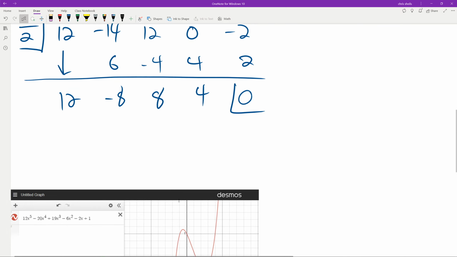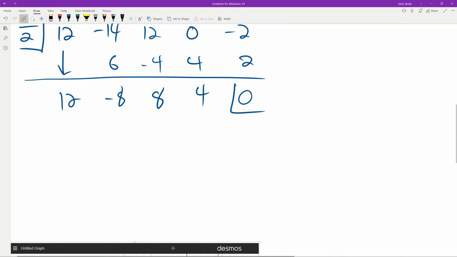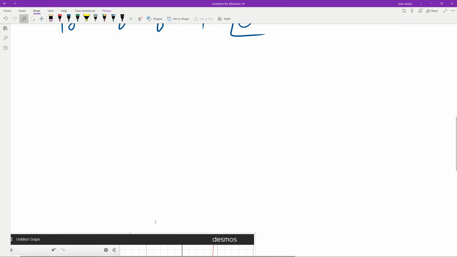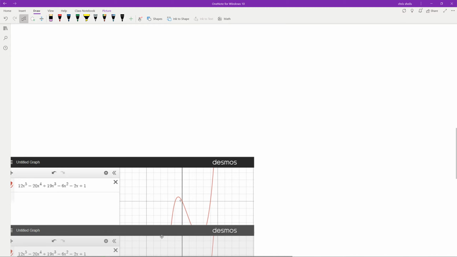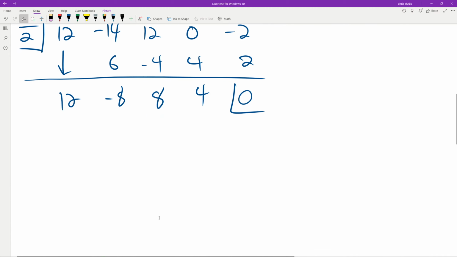Now, let's test what I have left here for that 0 that we thought of, x equals negative 1/3. Negative 1/3 goes in this box. My coefficients here are 12, negative 8, 8, and 4.